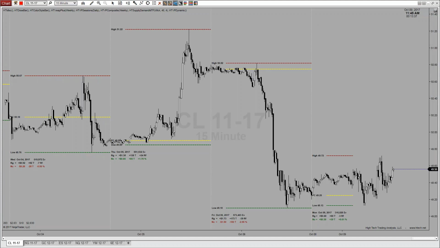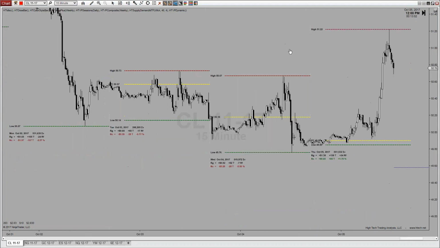Okay, so the chart in front of you is a crude oil chart. Today is October 9th. In the right hand corner of the chart, you'll see that we're on the 1145 bar. That's this information up here at the top, telling me the date of the bar that I'm looking at, the time that it's going to close, and the amount of time I have left before I reach this time.